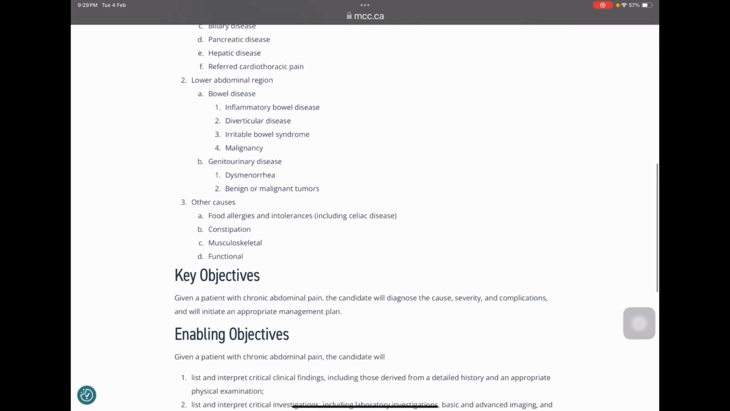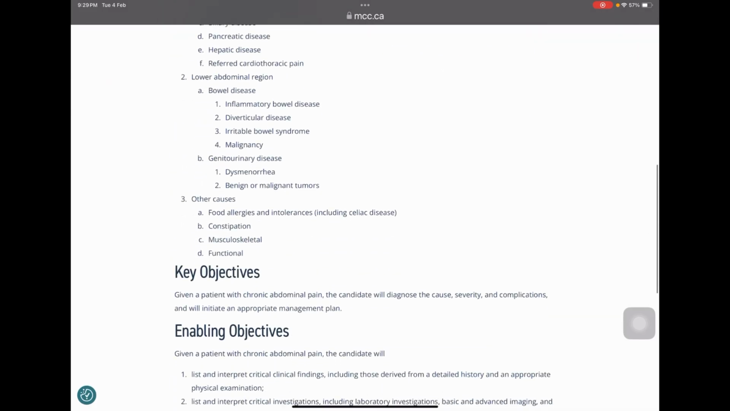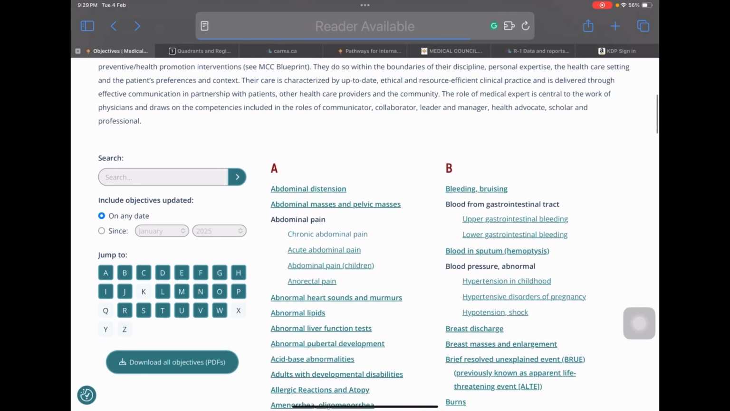Now if you go back to the objective, you will find out that this is what they require you to do. So make sure you cover abdominal pain from 4 different chapters. One is emergency, second is family medicine, emergency medicine, gastroenterology, and general surgery. 4 topics. Okay, so your 2 to 3 objectives would be covered.